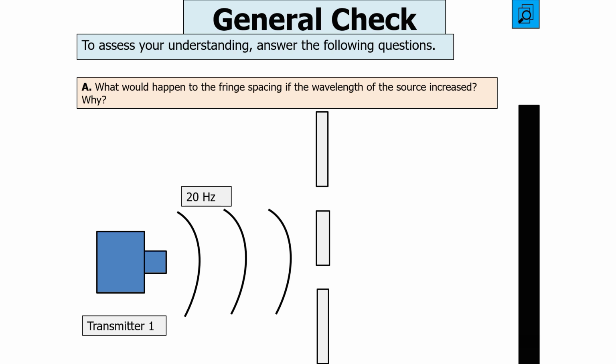So pause the video now, then unpause the video when you want to go through your answer.